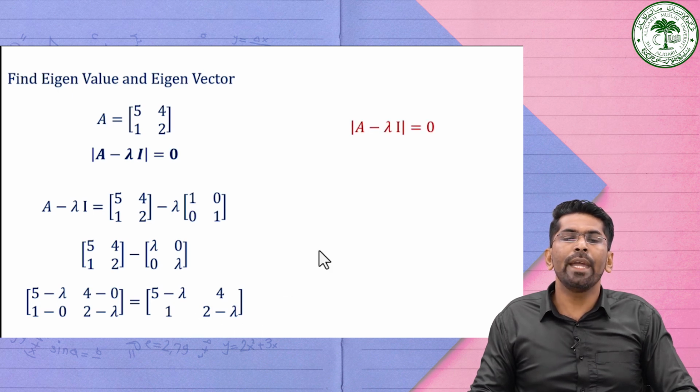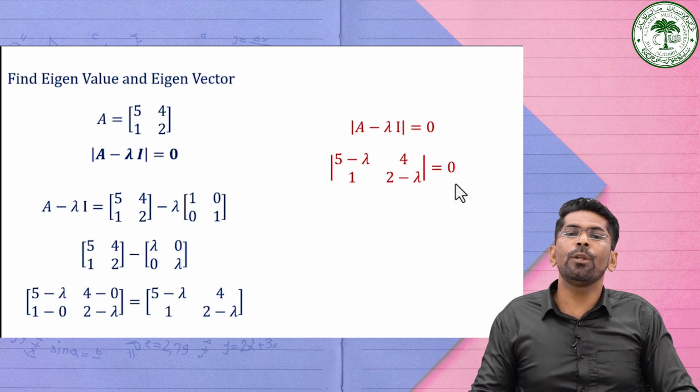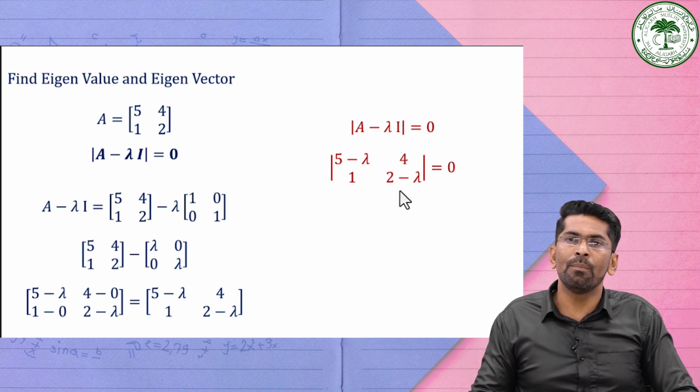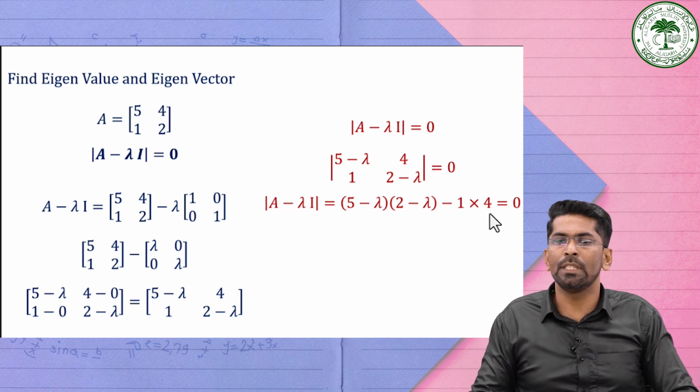Now we are going to find the determinant of A minus lambda I by equating it to 0. So we put in this particular matrix, which we have already estimated, and equate with 0. Here we find the determinant of this given matrix: (5 minus lambda) into (2 minus lambda) minus 4 into 1, which is equal to 0.